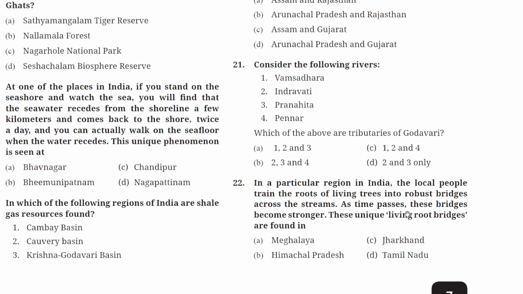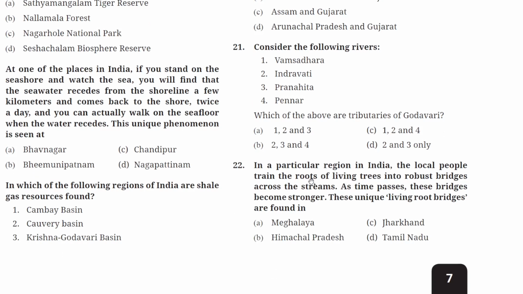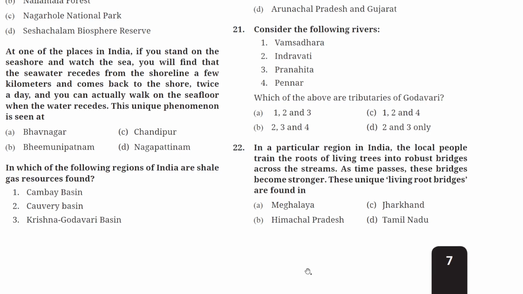Question number 22. In a particular region in India, the local people train the roots of living trees into robust bridges across the streams. As time passes, these bridges become stronger. These unique living root bridges are found in Meghalaya. Deep in the dense tropical forest of Meghalaya, they are found. The tribe which uses such training is the Khasi tribe. This is very important. Meghalaya's most famous root bridge, the double-decker root bridge, can be found in the vicinity of one of the wettest places on earth, Cherrapunji, also known as Sohra. So that is the answer for question number 22, A, Meghalaya.